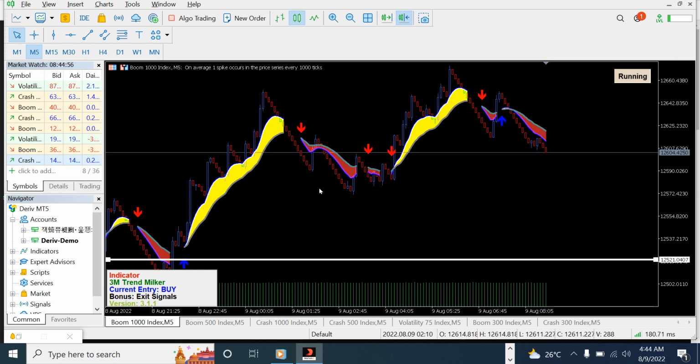And if you are not having any of these, you can go for the 3M Trend Maker indicator. It will help you a lot. This is very important. Once you go for this, you will be able to analyze the market successfully without any hiccups.